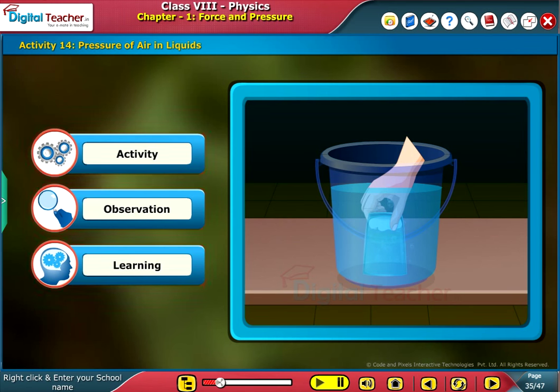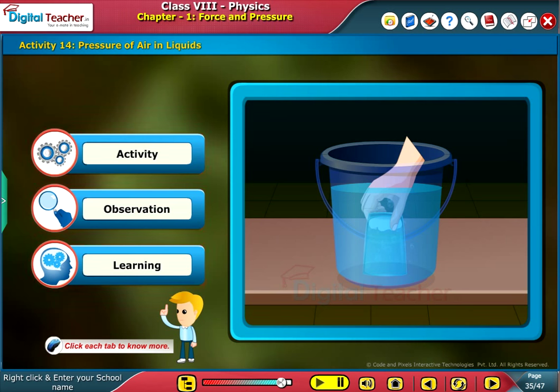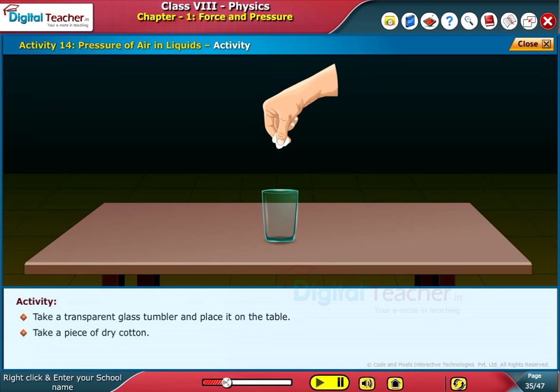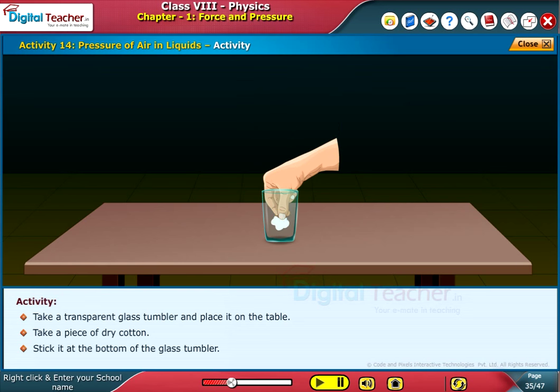We perform an activity for observing the air pressure in liquids. Click each tab to know more. Take a transparent glass tumbler and place it on the table. Take a piece of dry cotton. Stick it at the bottom of the glass tumbler.